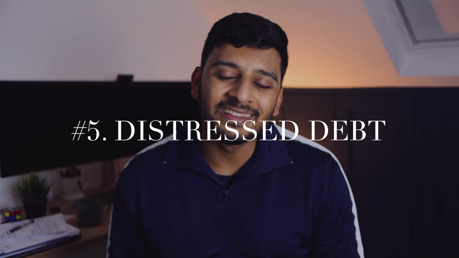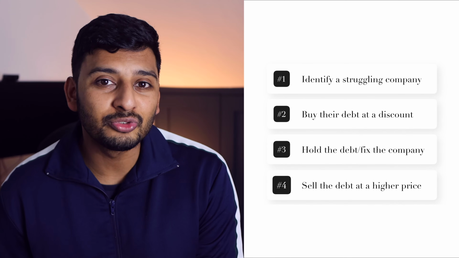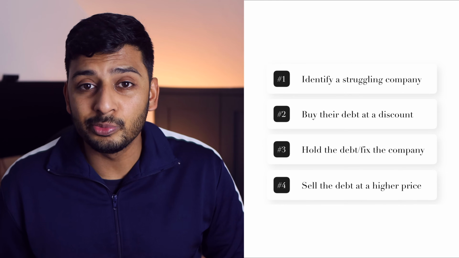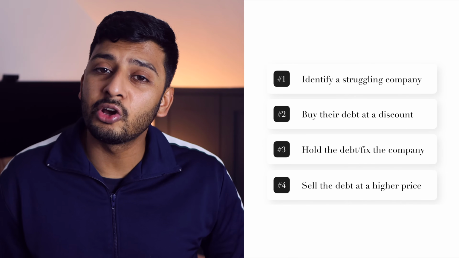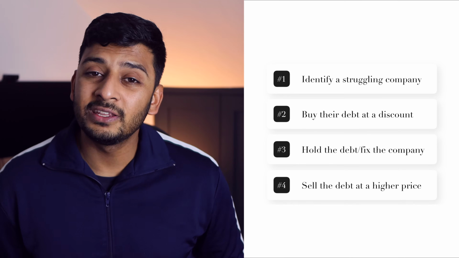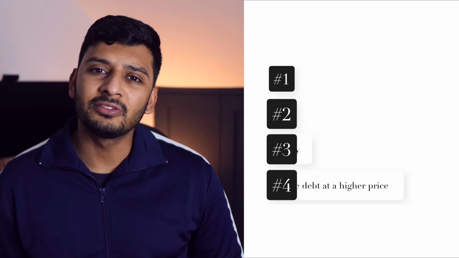Alright, the fifth strategy is distressed debt. This strategy involves investing in companies that are in financial distress with the hope of profiting from a potential turnaround. For example, a hedge fund might buy the debt of a company that is struggling but has valuable assets, and they do this with the hope of either negotiating a debt restructuring or seizing those assets in a bankruptcy proceeding. This strategy can be quite risky, but it can also lead to quite high returns if the hedge fund manager makes the right decisions.